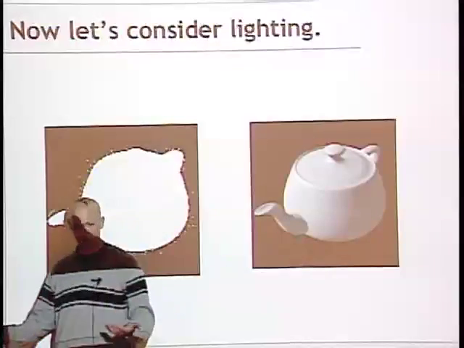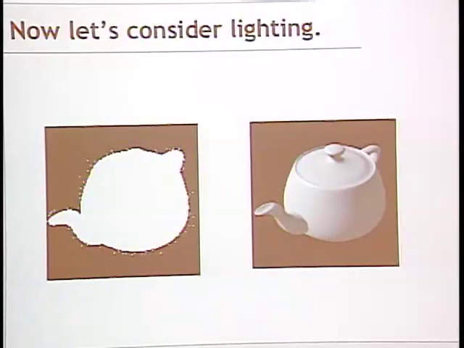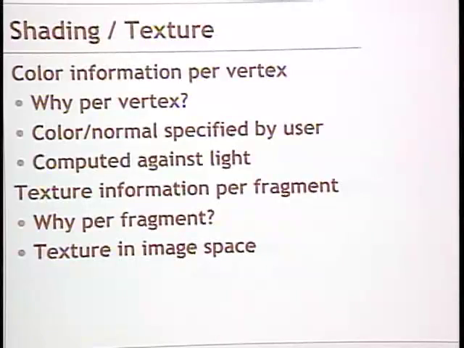We want pictures where we actually consider lighting, and we're doing things with that. And so we want to think about shading and texture. How do we shade this thing? In OpenGL, at least with old school OpenGL, you specify color information at every vertex. And then you calculate lighting computation at every vertex.